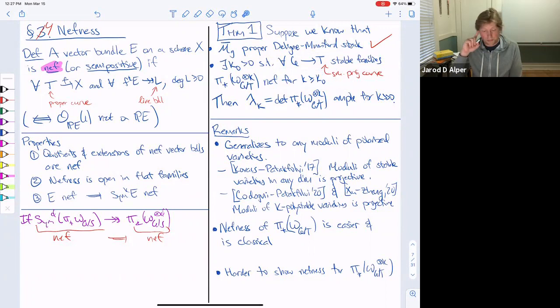If you get that these pushforwards, which are these vector bundles, are nef, then Kollár tells you their determinants are ample, again for k sufficiently large. So I have two goals now. One is to explain maybe why theorem one is true, or at least hint at some of the intuition behind it. And then at the end, turn to how you verify this condition.